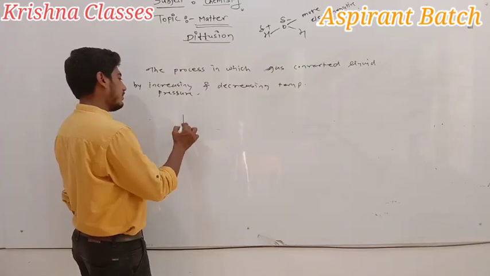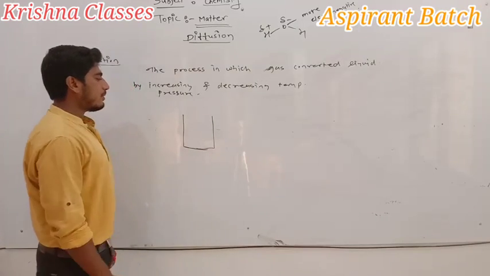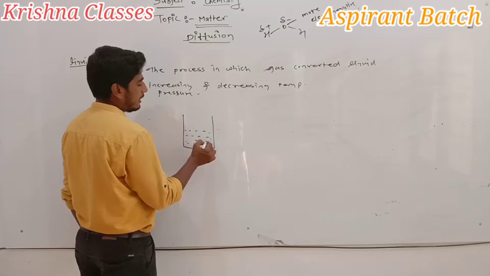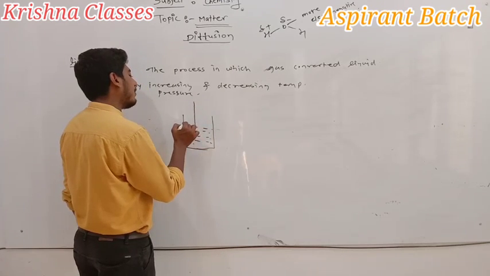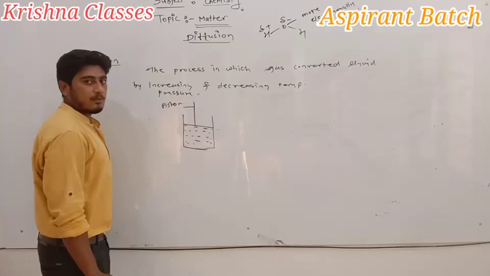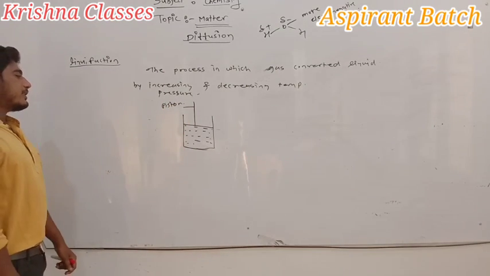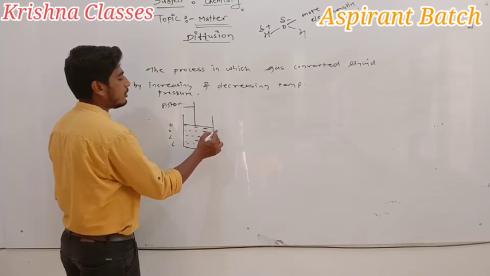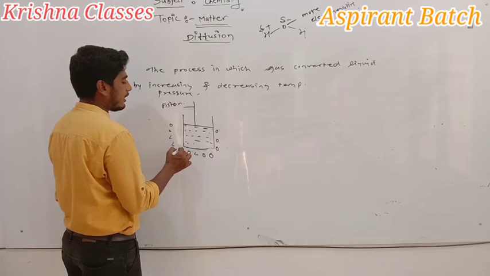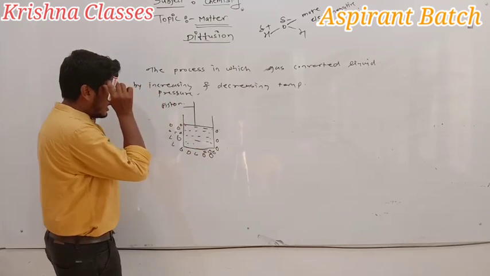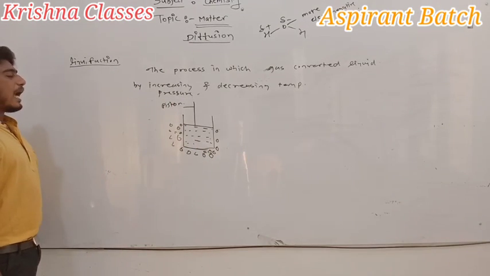For example, we have a gas present in a container, and we apply a piston. The piston is used to apply the pressure, and from outside we place some ice cubes to decrease the temperature inside the container. Due to decreasing the temperature and applying pressure with the help of the piston, what happens?